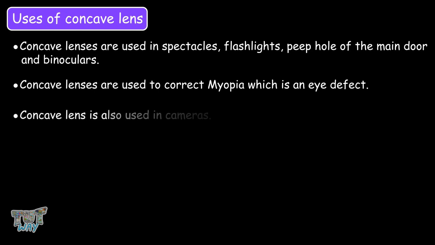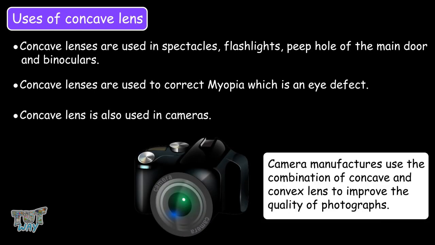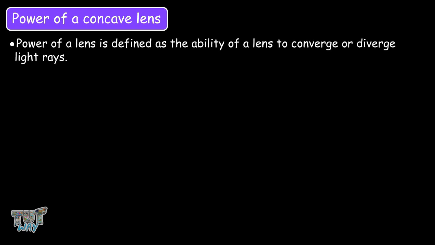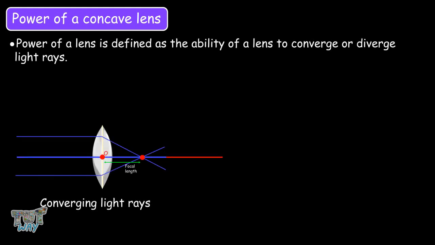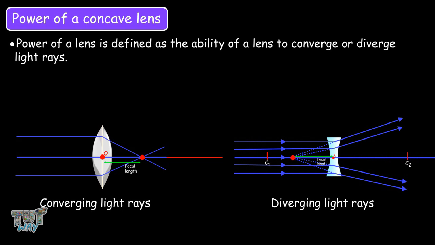Concave lenses are also used in cameras. Camera manufacturers use a combination of concave and convex lenses to improve the quality of photographs. So, we have learned about both concave lenses and convex lenses. We will now discuss the power of a concave lens. In our last lesson, we learned that the power of a lens is defined as the ability of a lens to converge or diverge light rays.